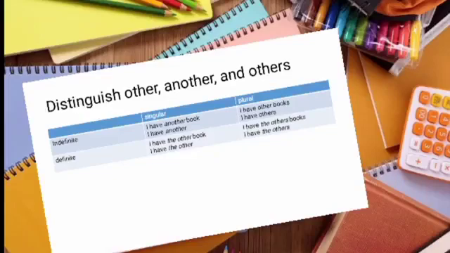Okay, pay attention to the definite. If you use definite in a singular sentence, you should put the other. Let me give you the example. I have the other book. I have the other. If the sentence is plural, you should put the others. Let me give you the example of it. I have the others books. I have the others. Okay, I think that's all of my explanation that I can deliver.